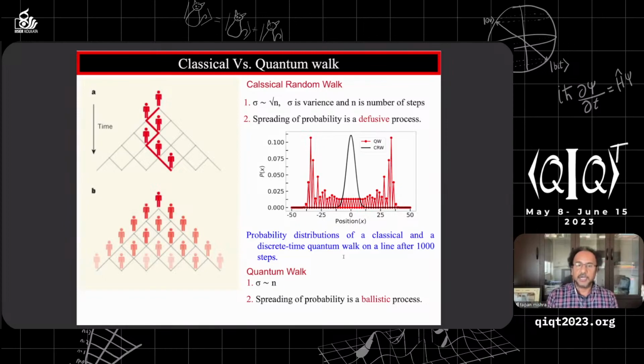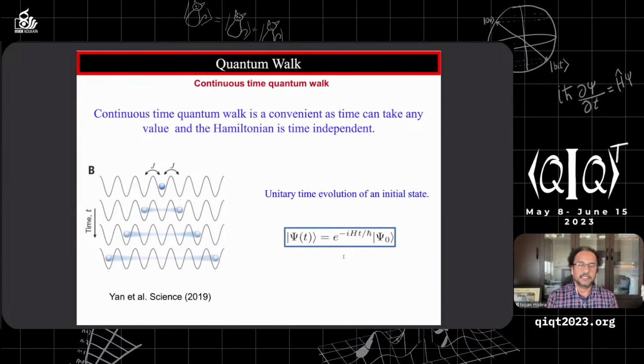But here, in our case, we are interested in one type of quantum walk, which is called the continuous time quantum walk. And in our case, this is very convenient because one can have access to any value of the time, as compared to the other form of quantum walk, called the discrete time quantum walk, which takes place in discrete time steps. But here the time can take any value, it can vary continuously. So that is also important. And then the Hamiltonian is time independent.